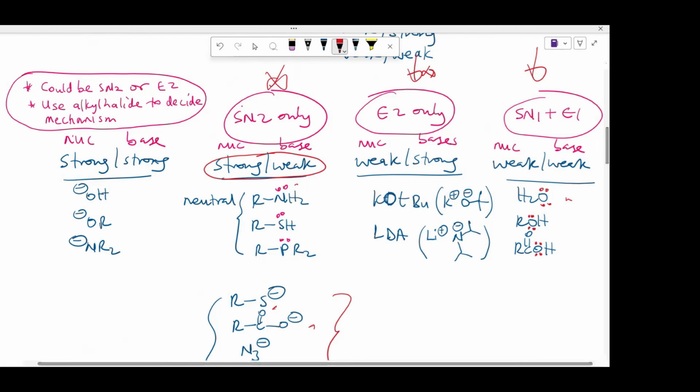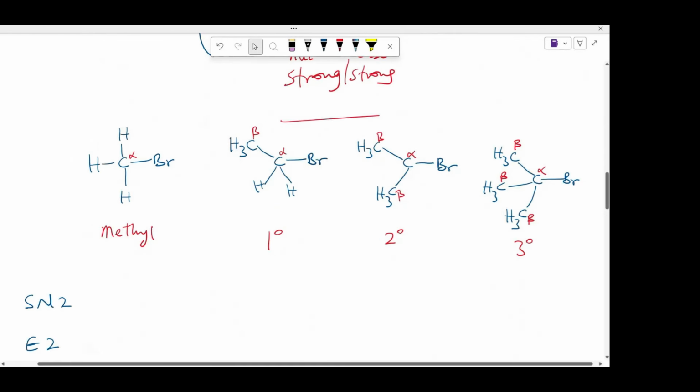Now, for this other category, the strong-strong, these are strong nucleophiles as well as strong bases. Strong nucleophiles because they have negative charges, which shows that they have excess electron density, and strong bases because they're pretty unstable molecules. So for this category, we will need to explore the alkyl halide structure in order to decide what mechanism will prevail, whether it's going to be SN2 or E2. If we have a methyl halide, which mechanism will prevail? Is it going to be SN2 or E2 if the reagent is a strong reagent?